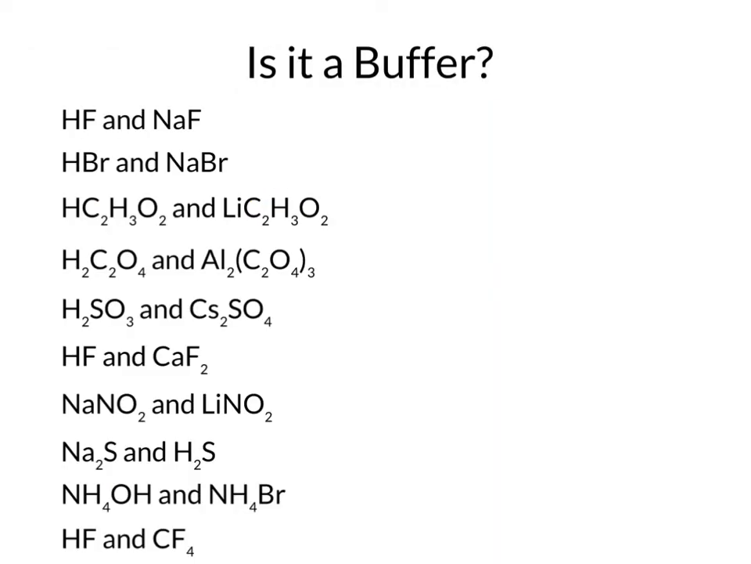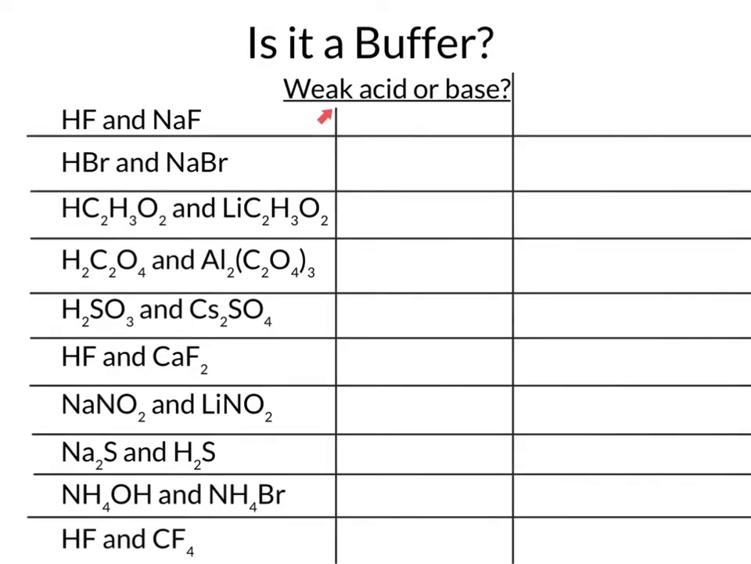Now let's look at a variety of mixtures, solutions, to see if they are buffers. I'll do the first one with you, and then I'm going to have you try the rest of them. So the first step is to identify whether you have a weak acid or a weak base present. In this case, we have HF, which is a weak acid. Again, it starts with H, so we know it's an acid. The F tells us that it's a weak acid.